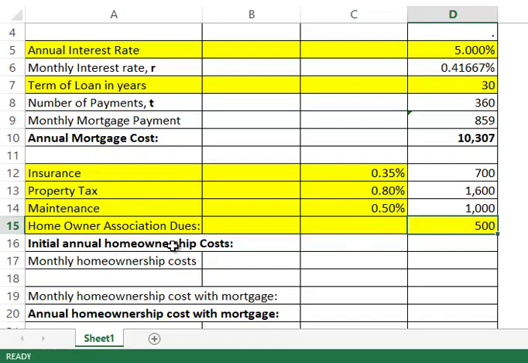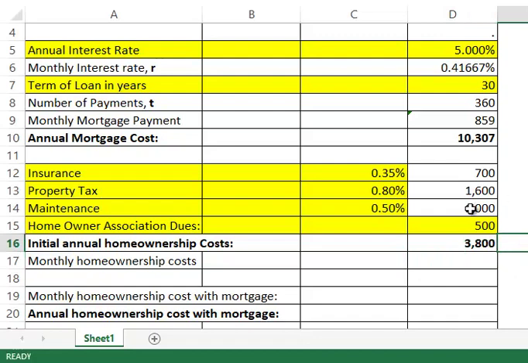So our initial annual home ownership costs I'm just going to call all of these things added together. So I can go equals sum, parenthesis, and then take this one, D12, colon down to D15, close the parenthesis and press enter. So equals sum parenthesis D12 colon D15, close parenthesis, press enter, right?